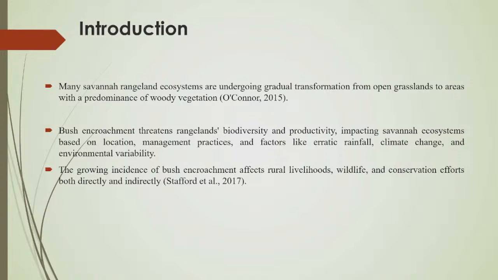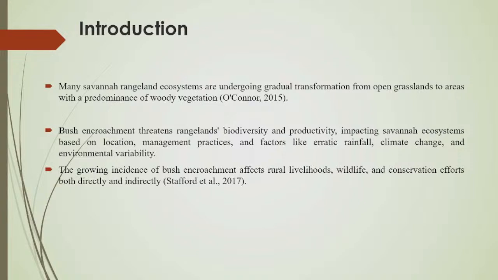It has been noted that savanna rangelands are going through gradual changes from open grassland to predominantly areas with woody vegetation, right? In line with these changes, bush encroachment poses a threat to the savanna rangeland. This threat not only affects the biodiversity, but also the productivity of this rangeland, right? This impacts the sustainability of the ecosystem, and it can vary with the location and management practices, and not only that, but there are also factors such as climate change and environmental variability.